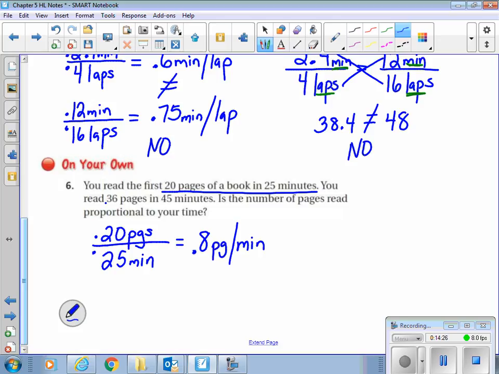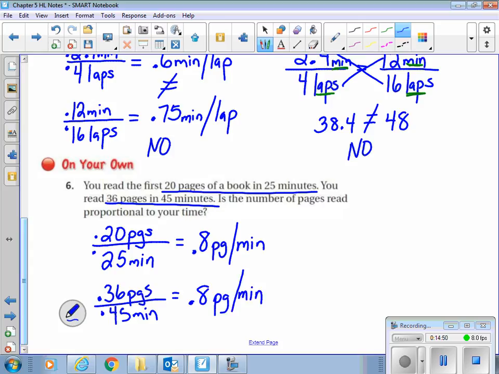And the second one, 36 pages in 45 minutes, pages on top, 36 pages to 45 minutes. A ratio, we're going to divide it to make it a unit rate. 36 divided by 45 is equal to 8/10, and that again would be pages per minute. Notice that they both have the same unit rate. They're equal to each other, therefore this would be a yes for a proportional relationship.